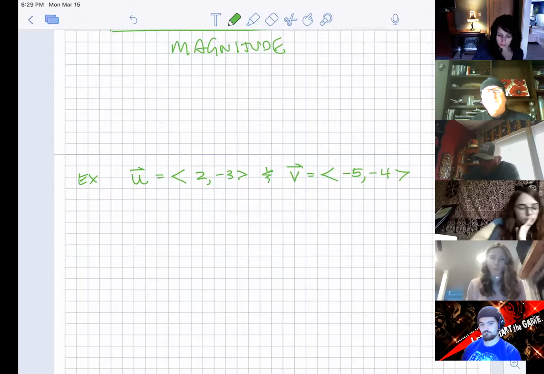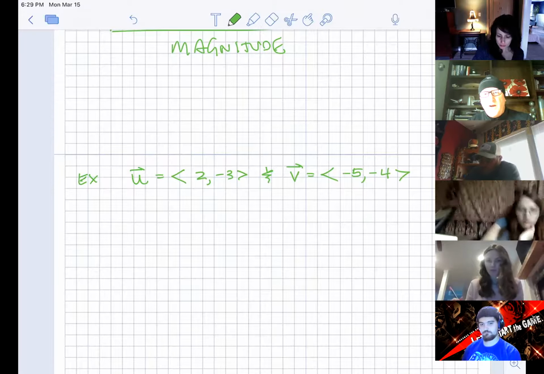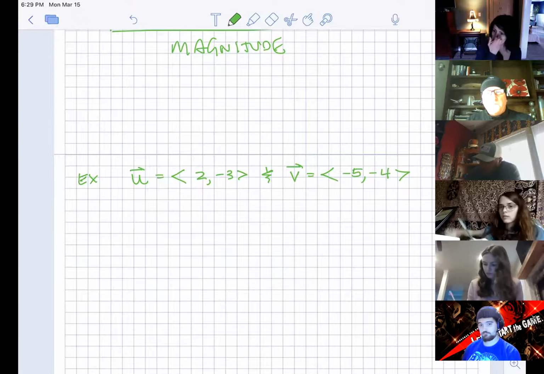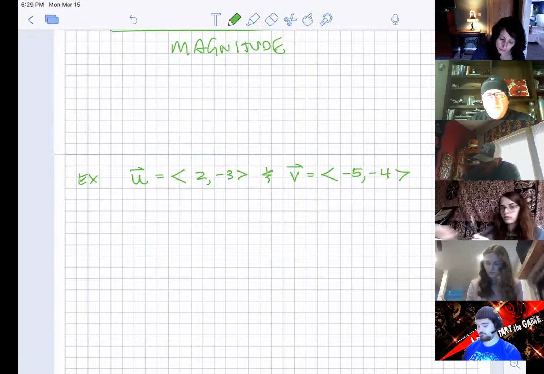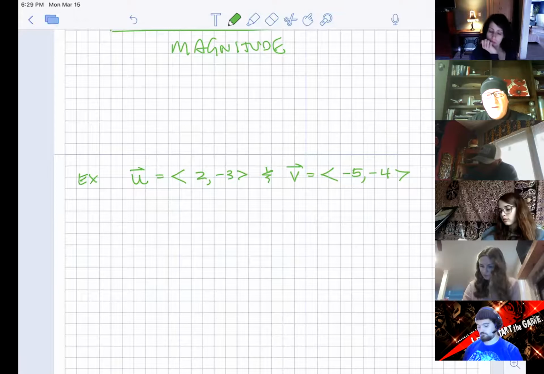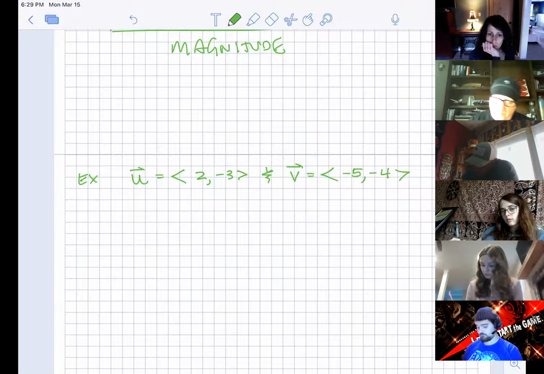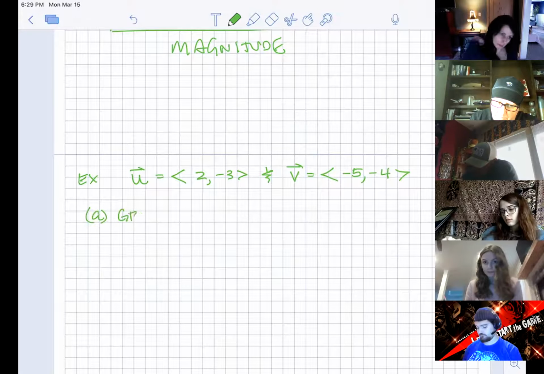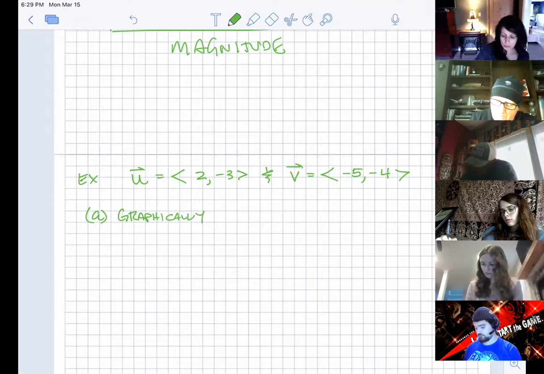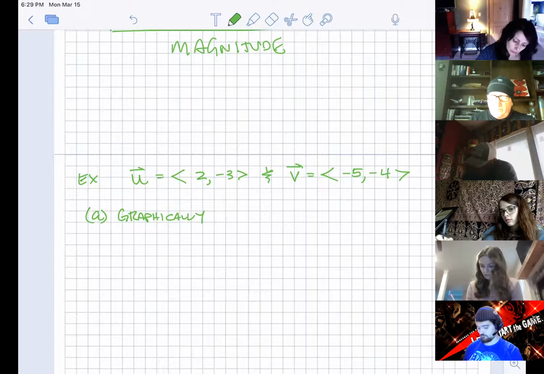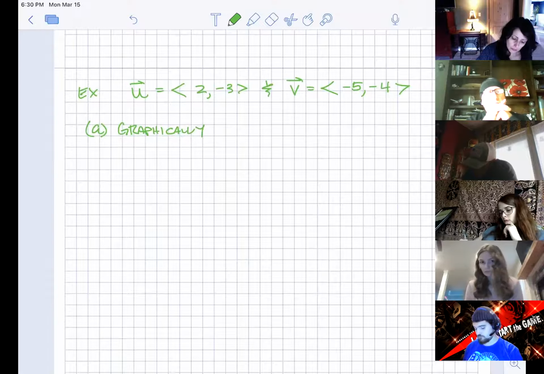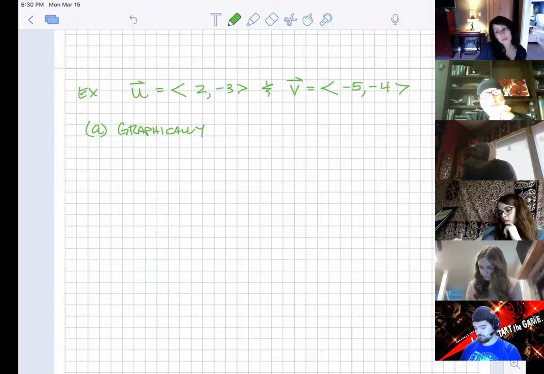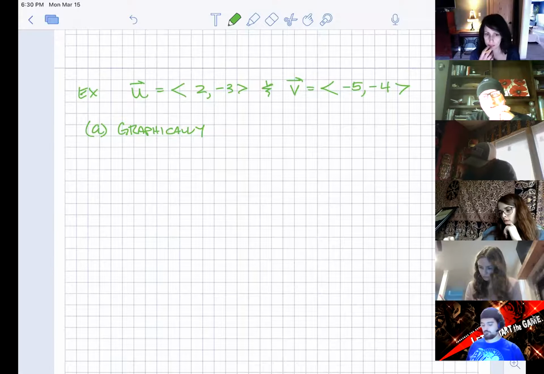Even if you don't have graph paper, but if you do, you can get the answer to this perfectly right. I want to know, can you add those vectors graphically and get the answer? And can you add them mathematically and get the same exact answer? The key is you don't even have to start at 0, 0. You can just start anywhere. You need graph paper, but you can start anywhere. Vectors are movable.